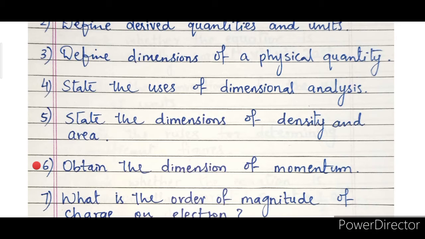So we are supposed to write down the answer. After that, the dimension of the momentum in square bracket, we have to write L raised to 1, M raised to 1 and T raised to minus 1.